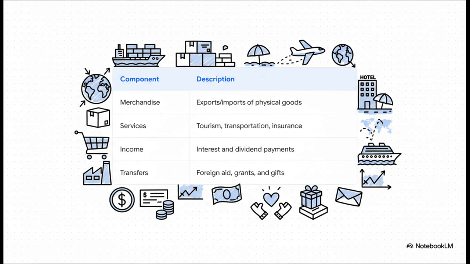First, you've got merchandise. That's all the physical stuff, cars, phones, food. This part is often called the balance of trade. Then you have services, like tourism or consulting. Next is income, which includes things like dividends an investor gets from a foreign stock. And finally, you have transfers, which are basically one-way payments, like foreign aid, or just sending money to family overseas.